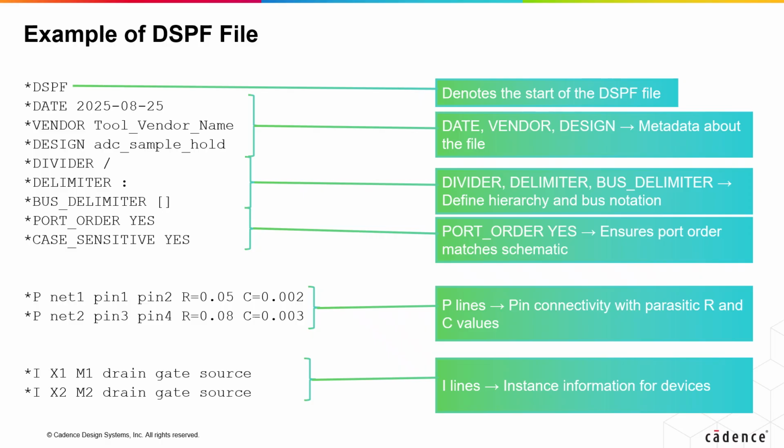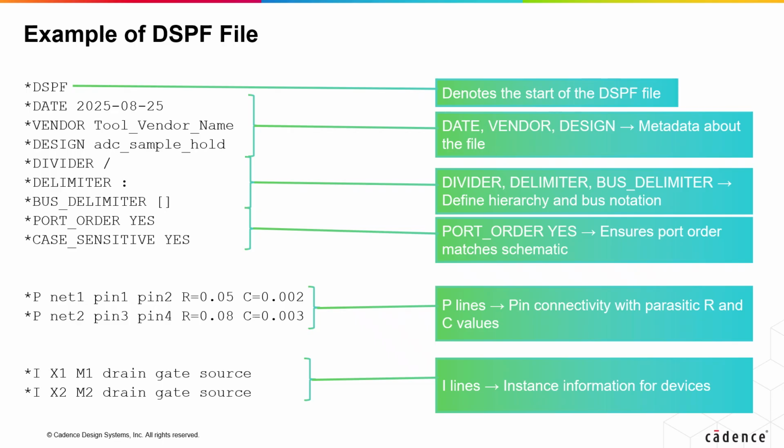Next, we have formatting directives, divider and delimiter, that define how hierarchical names and pin connections are separated, while bus delimiter specifies how bus signals are represented. The port order and case-sensitive yes flags indicate that port order and names are case-sensitive, ensuring consistency during simulation.